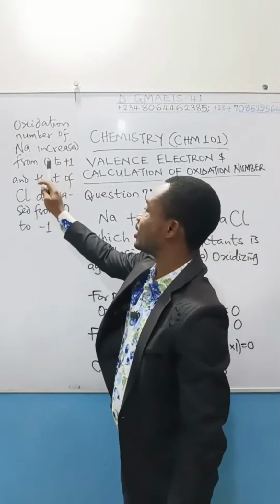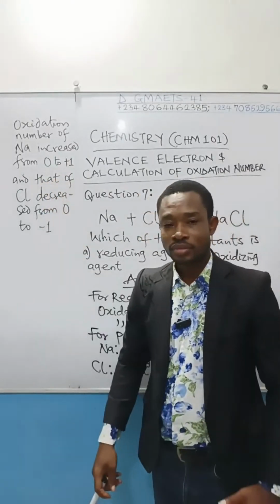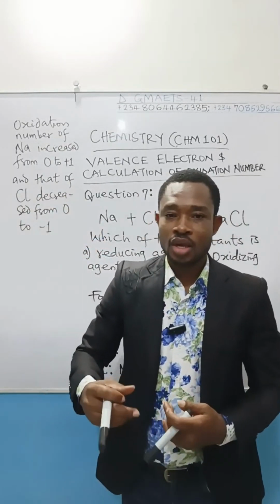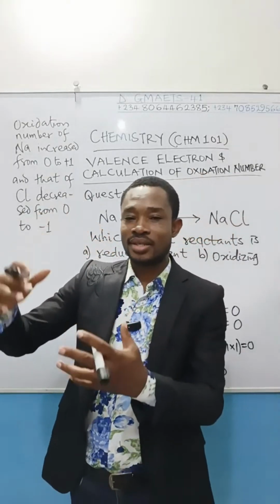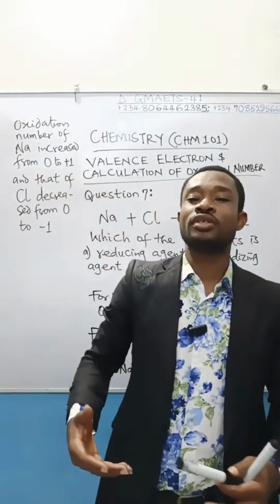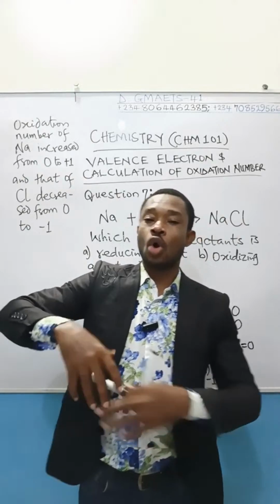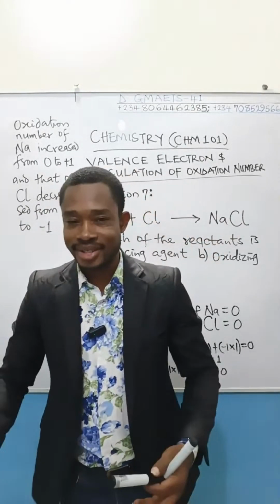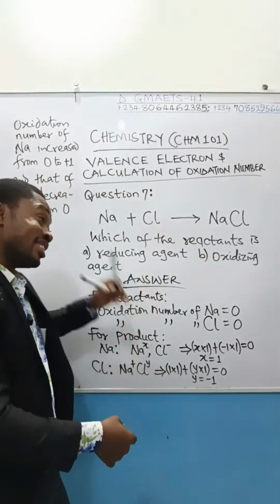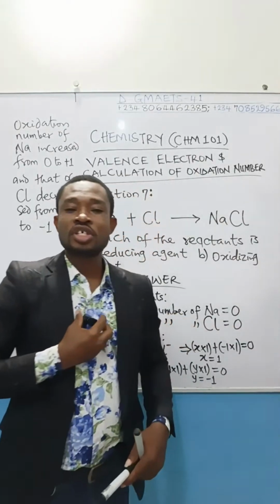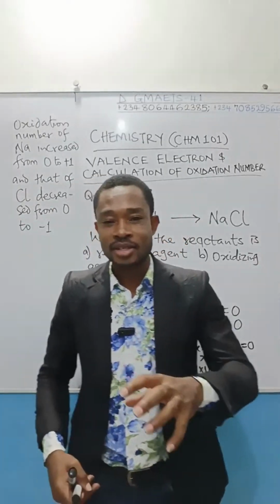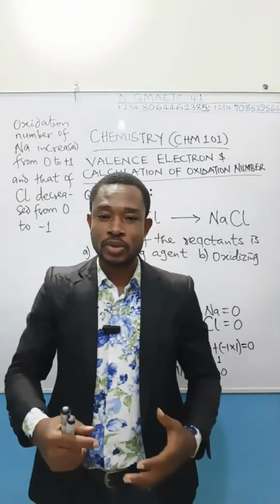Now let us talk about sodium. The oxidation number of sodium increased from 0 to +1. When your oxidation number increases, what is happening to you in a redox reaction is oxidation. So if you hear that this person underwent oxidation, this person was oxidized, how you will get to know is from the oxidation number. It will increase from the reactant as you move to the product. Then you say that that substance has been oxidized. That substance underwent oxidation in the process.